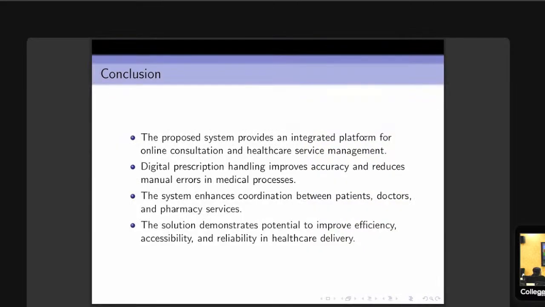In conclusion, the proposed system provides an integrated solution for online healthcare management. An important thing is the digital prescription handling, which improves the accuracy and reduces the errors. Overall, the system enhances the accessibility, efficiency, and reliability in healthcare service delivery. Thank you. This is all about the work, and thank you for your time and attention.